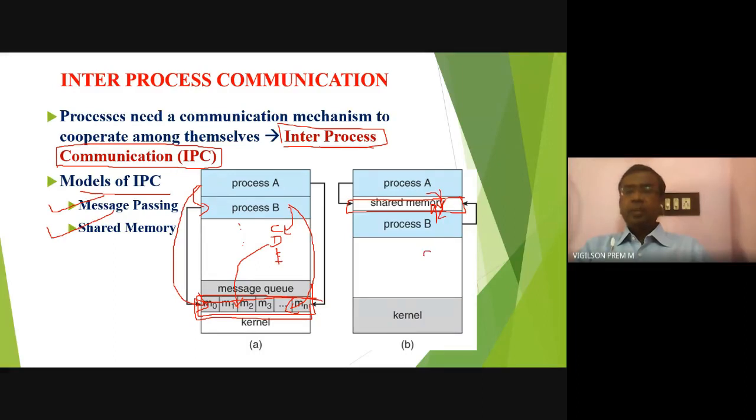B wants to communicate with C, they will have one dedicated shared memory between B and C. F and G want to communicate, they will have one dedicated shared memory between them. So any two processes will share a common memory, that is IPC using shared memory. Two different models are there in IPC: one is message passing, another one is shared memory.